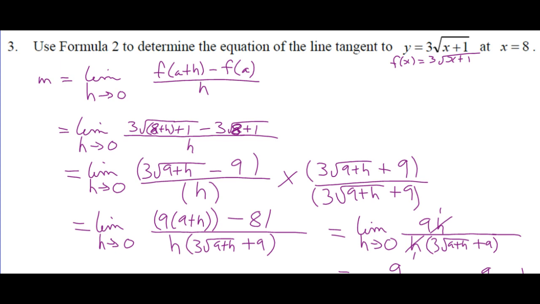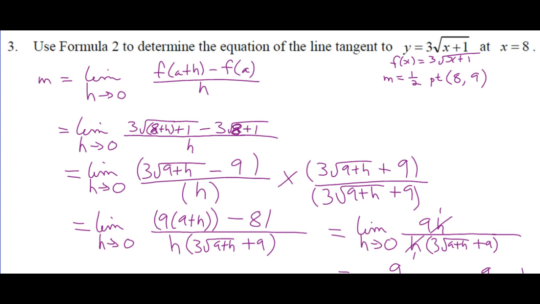So determine the equation of the line tangent to the curve at x equals 8. Okay, so we know the slope is 1/2. We know the x value is 8. The corresponding y value is 9, right? That was worked out here. So we've got m is 1/2, and the point is 8, 9. If you've forgotten, just put an 8 back in here: 8 plus 1 is 9, and root of 9 is 3, and 3 times 3 is 9.